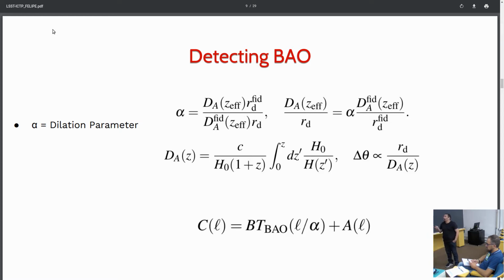Detecting the BAO means detecting this alpha parameter. This alpha, the dilation parameter, is related to the typical scale of the ring formed by the BAO. So we consider this parameterization here, and also this template for the Cls, the angular power spectrum, which considers some modelling for the bias and some modelling for the other parameters, for noise and nonlinear residual parameters.